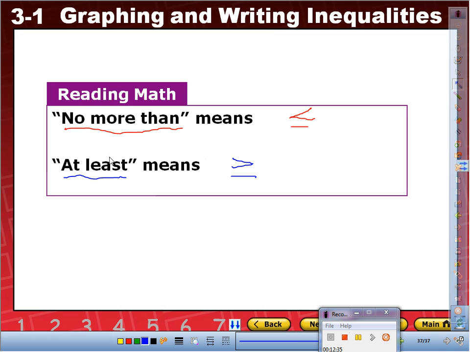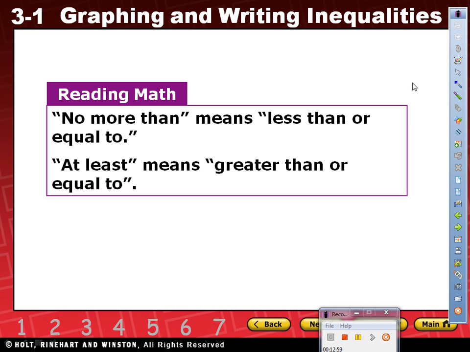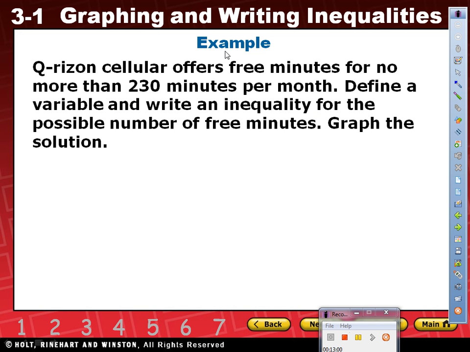And the setup is very simple. So check this out. Look at this next problem. It says, example, Horizon Cellular offers free minutes for no more than 230 minutes per month. Yeah, that's right, Horizon. Define a variable and write an inequality for the possible number of free minutes. Graph the solution.